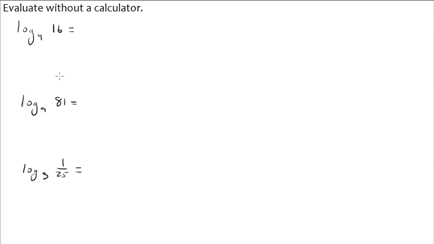Hey everyone, let's evaluate some logarithms, and we're going to do it without a calculator. We're going to get used to understanding what logs are trying to tell us. We're going to start with the log base 4 of 16.